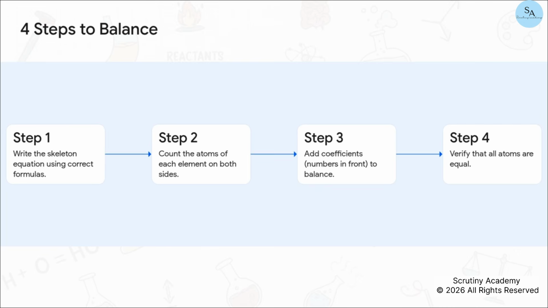First, write down the basic unbalanced equation. Second, count up the atoms for each element on both sides. Third, add big numbers in front of the formulas. We call those coefficients until the numbers match up. And last, always do a final check to make sure it's all equal.